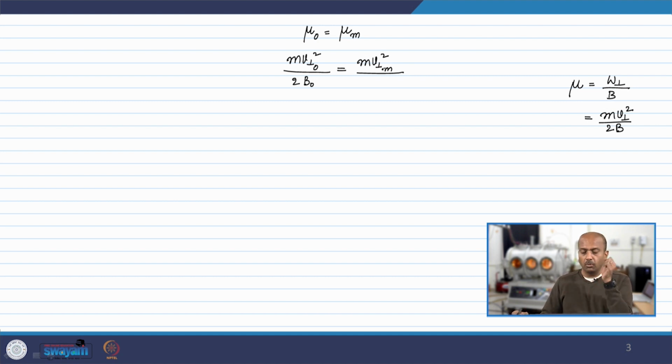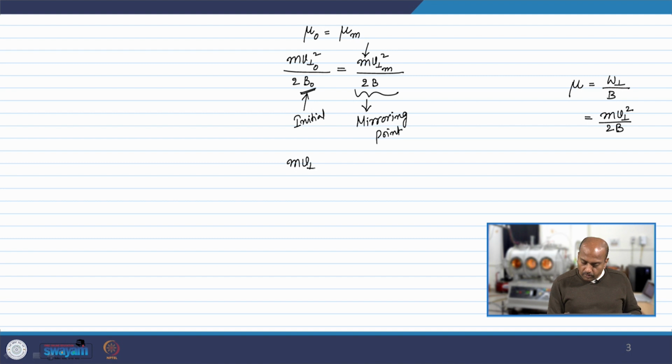It is just the mirroring point. This mass m is rather the mass by 2p, right. So, now we have the magnetic field B naught, right. Now, let us say we cannot write B naught here. This is the initial condition, right. This is initial and this one is at the mirroring point. So, what we are supposed to write is m v perpendicular square by 2 B naught.